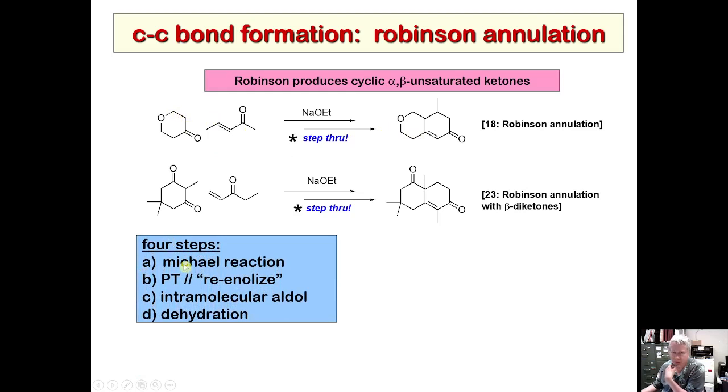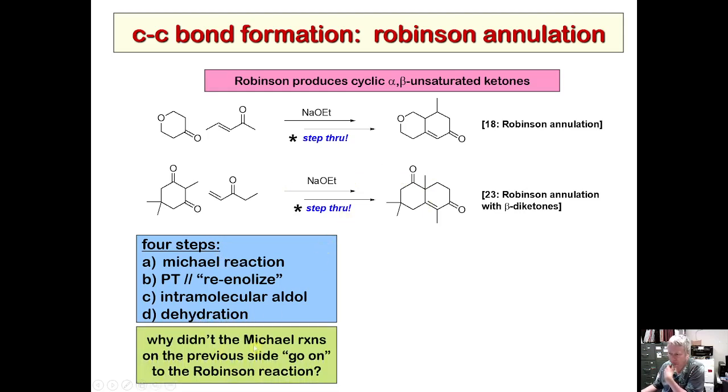Remember, there are 4 steps. There's a Michael reaction, proton transfer, where you switch an enolate from one side to the other, intramolecular aldol, and then dehydration, losing water. Okay, so see if you can get through these reactions.